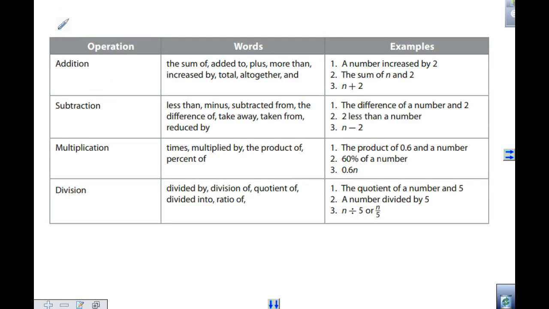Just so you know, on page 48, there are a bunch of reminders, words that mean addition, subtraction, multiplication, division. Okay? So when you come by some words and maybe you don't know what they mean, like that means multiply, you can refer back to page 48, and that will help you out.